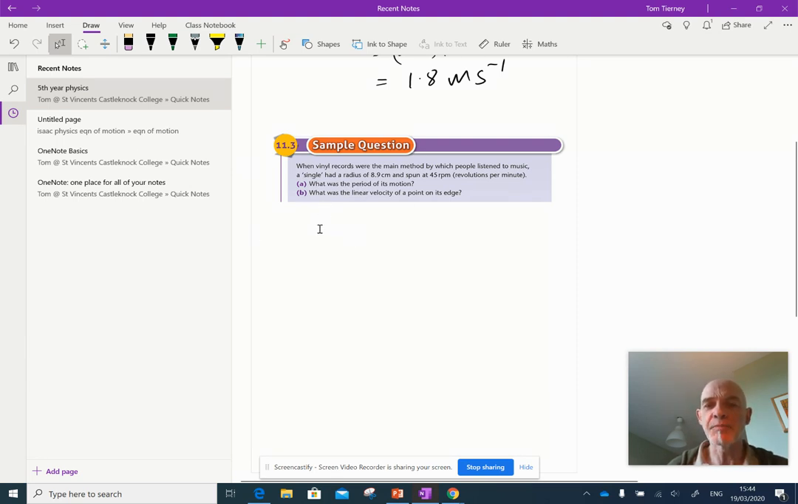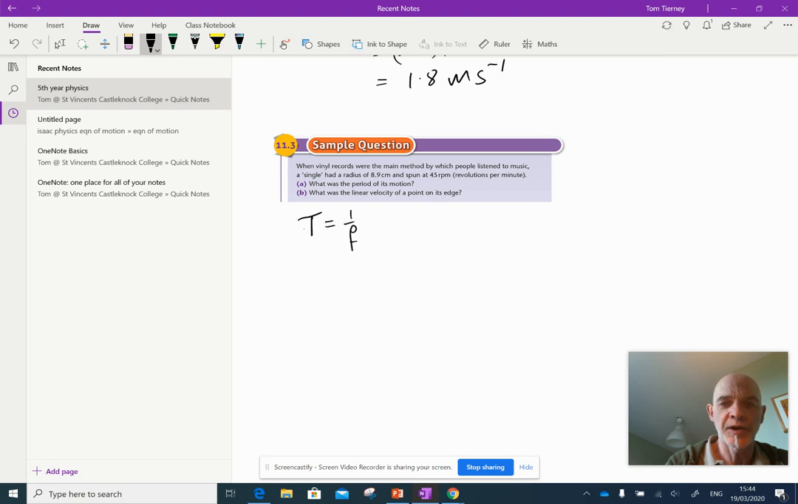Now, what is the period of the motion of an old single going at 45 RPM? So we're looking for T. I know that T is 1 over f, but I don't immediately have f here.